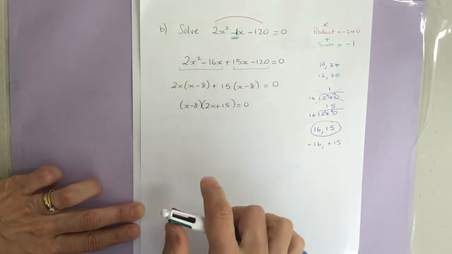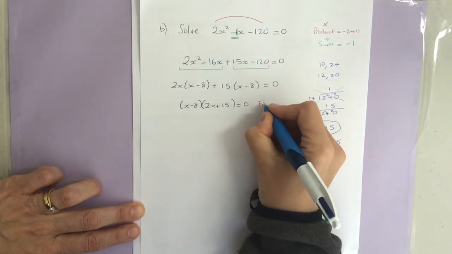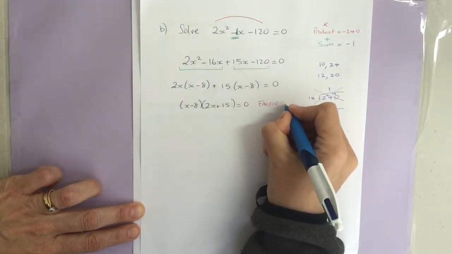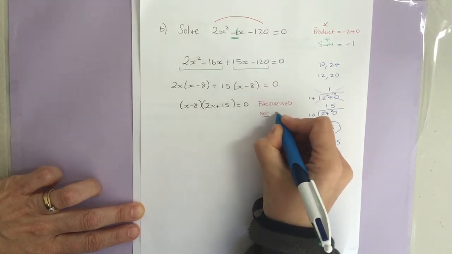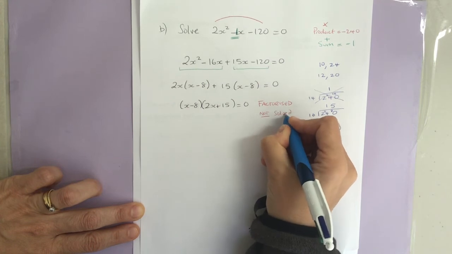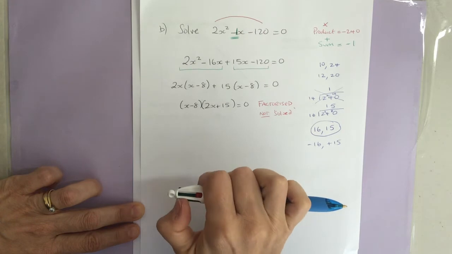And there's my factorisation. And I said this if you've watched the last video, that is factorised. And some of you stopped at this point with all the questions actually. That is factorised, but it's not solved yet. Okay, so solved means find the values of x. So I've got to keep going with this.